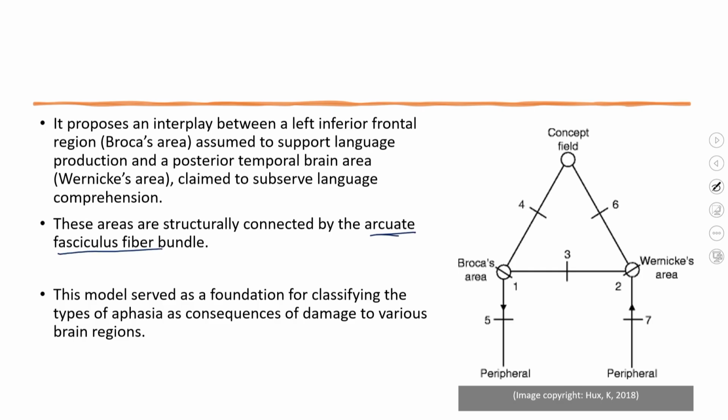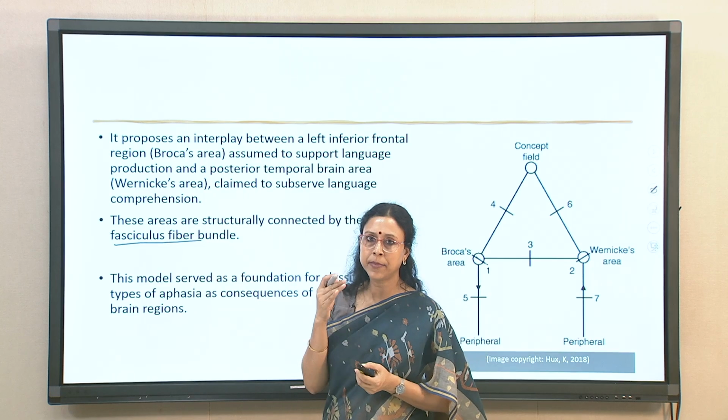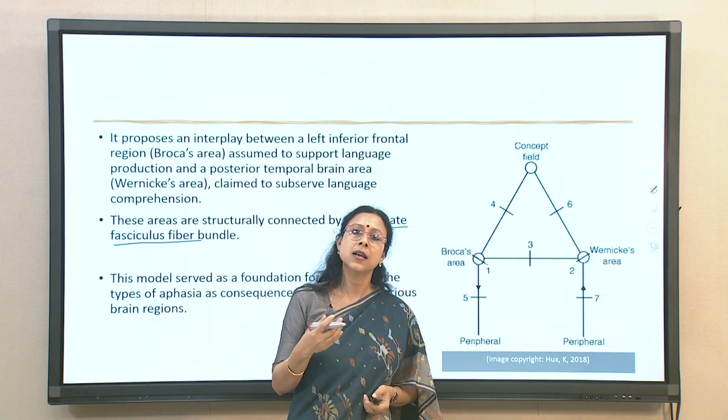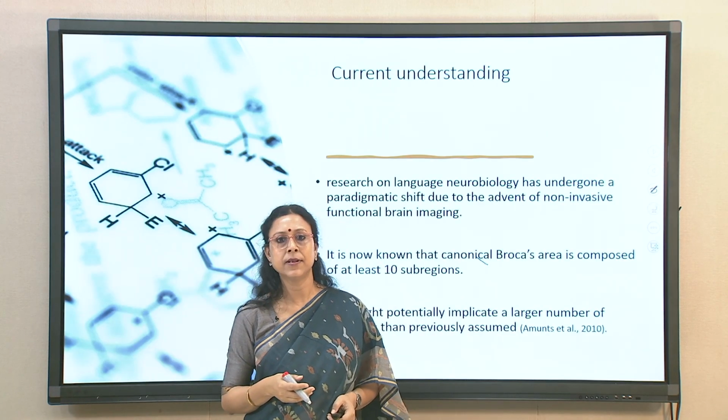This model served as a foundation for classifying the types of aphasia. As you can see, if there is a problem in Broca's area, then you have Broca's aphasia. Similarly, in Wernicke's area, you will have Wernicke's aphasia. So, this is how language processing was supposed to work. If there is a break in the processing somewhere, then depending on where the break is, you will have different kinds of aphasia.